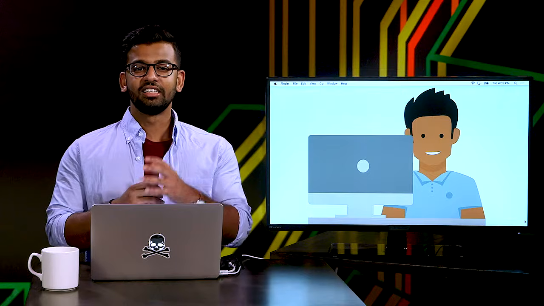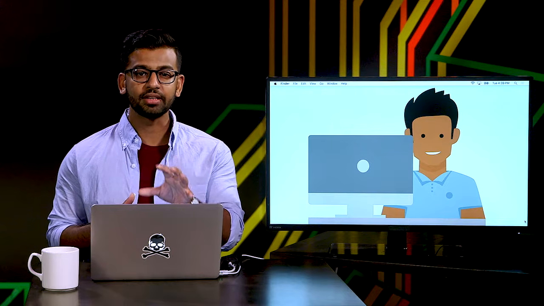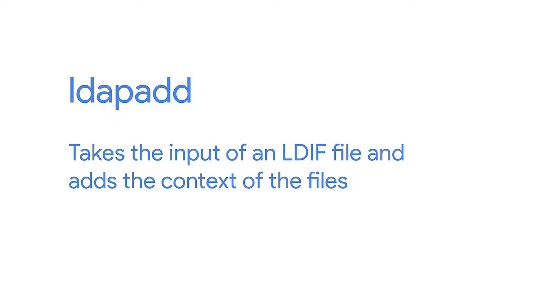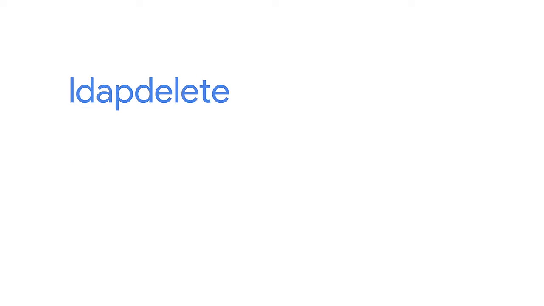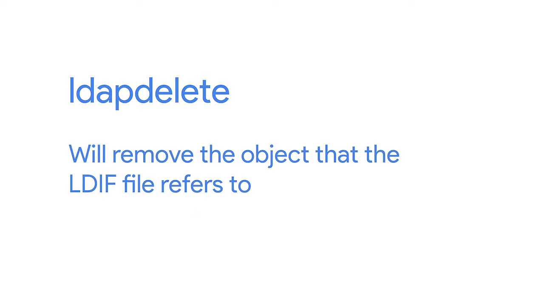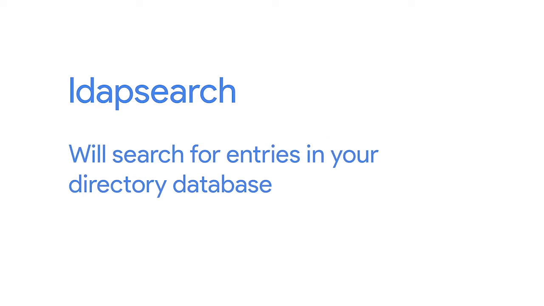Once you've written your LDIF files, you're practically done. Depending on what task you want to do to your directory, you'd run commands like these. LDAP add. This takes the input of an LDIF file and adds the contents of the file. LDAP modify. As you can guess, this modifies an existing object. LDAP delete, this will remove the object that the LDIF file refers to. LDAP search, this will search for entries in your directory database.